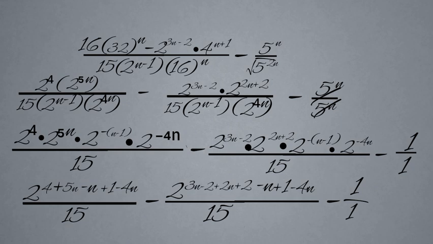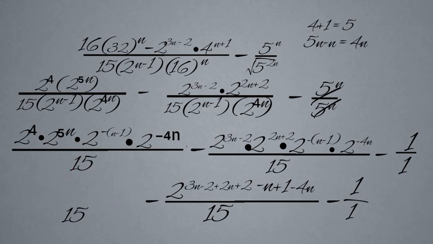So if you do that, you discover that 4 plus 1 is 5, right? I'll write down the 5. Then we have 5n minus n is 4n. 4n minus 4n will give you 0. So we're left with just 2 raised to the power 5 plus 0, since I'm saying 5. Is that taken? So 2 raised to the power 5 divided by 15, that's for that part.